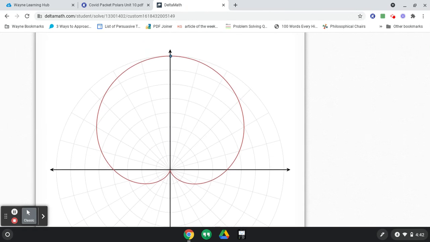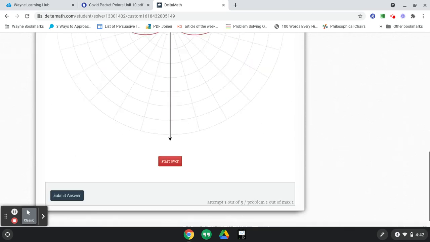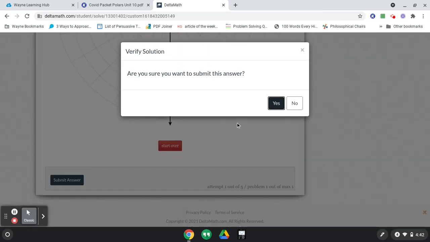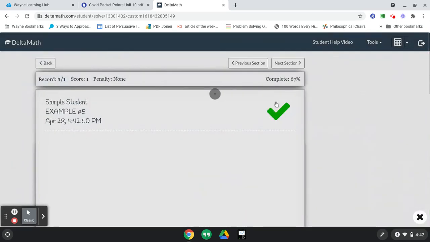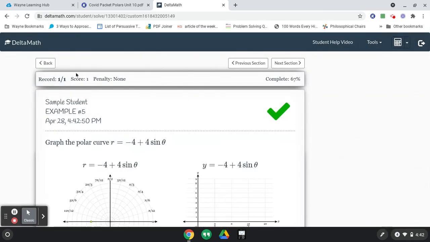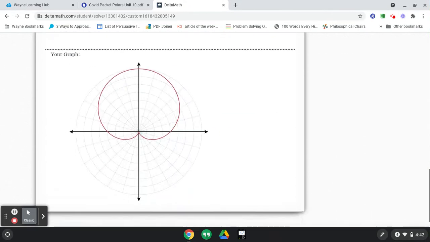So go ahead and make sure that you try that on your Delta Math. Make sure you're getting how to do all this. And submit when you're ready. And one more time, that's what it should look like.